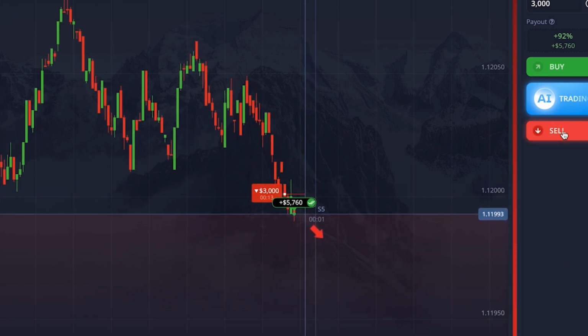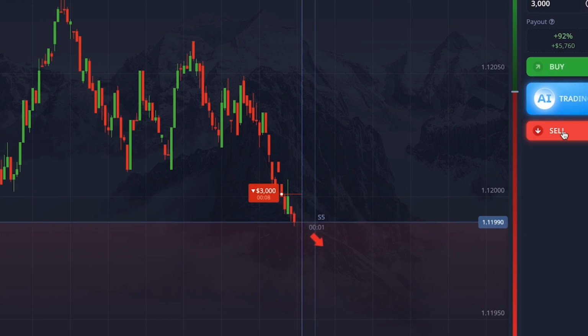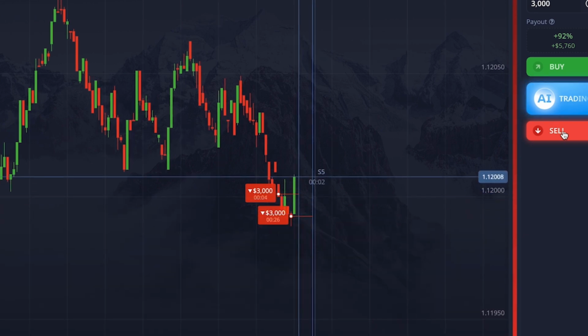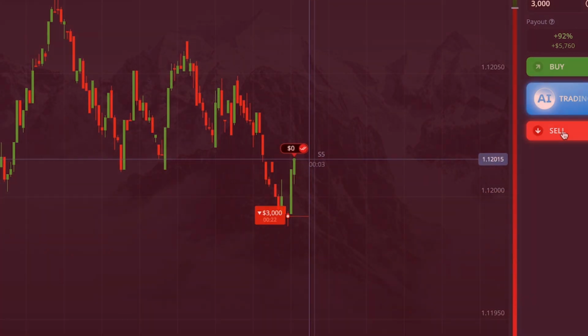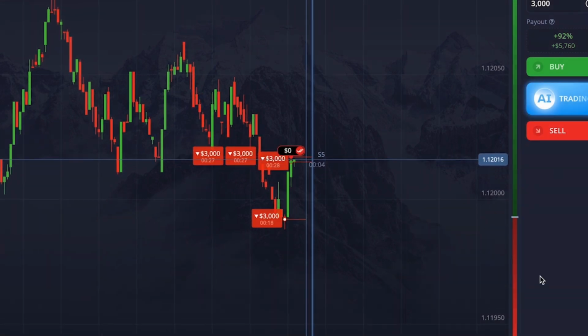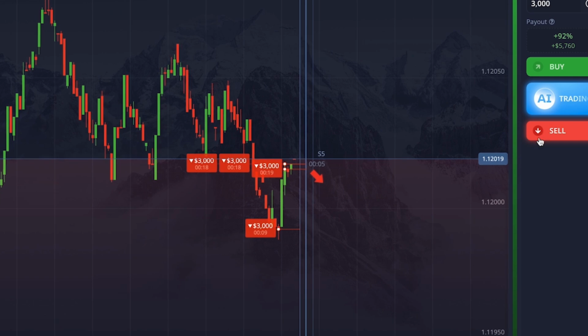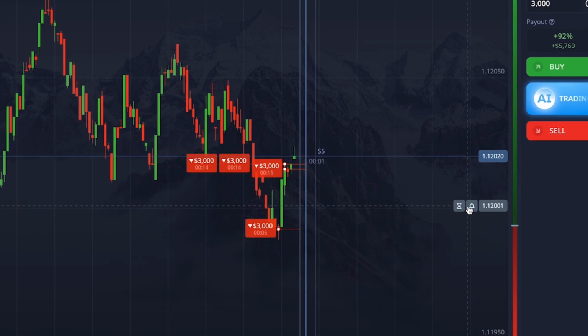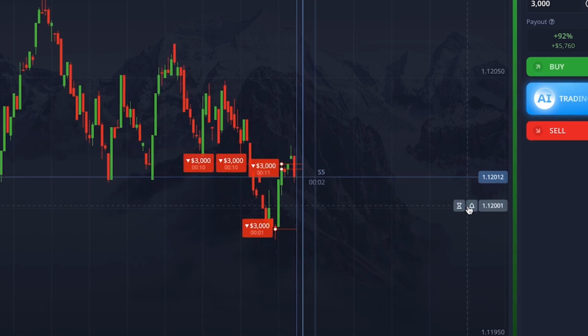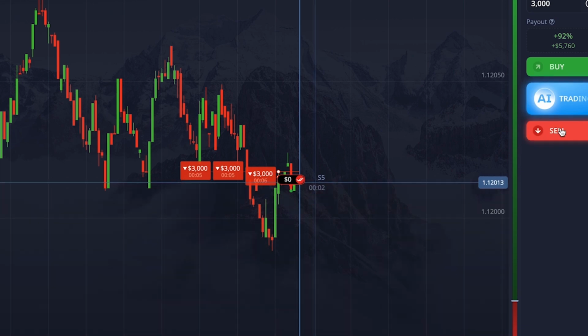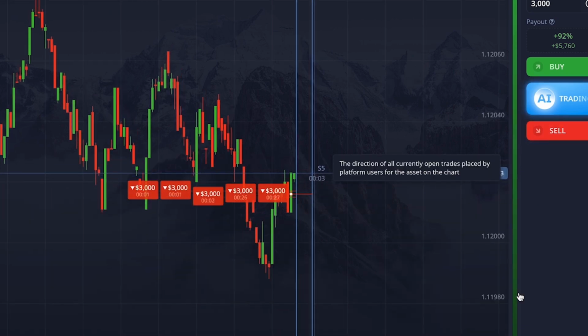Boom. That's profit. As you can see, we predicted the trend. It's downward. And I will add another one. Why not? Yeah, another multiplier for 9,000. Let's go downward, because the bigger picture is downward. That's why I open here. The trend is too strong.